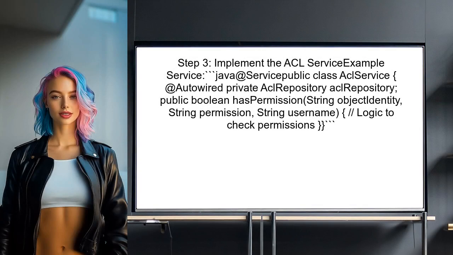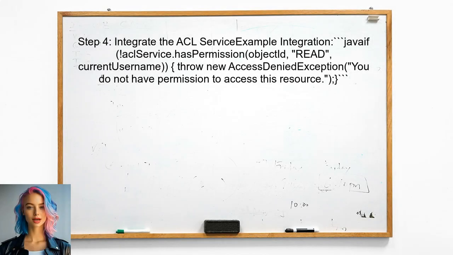After setting up the repository, the user should implement the ACL service. This service will handle the logic for checking permissions based on the current user's roles and the ACL entries in the database. Finally, the user should integrate the ACL service into their application. This involves calling the service methods at appropriate points in the application to enforce access control.